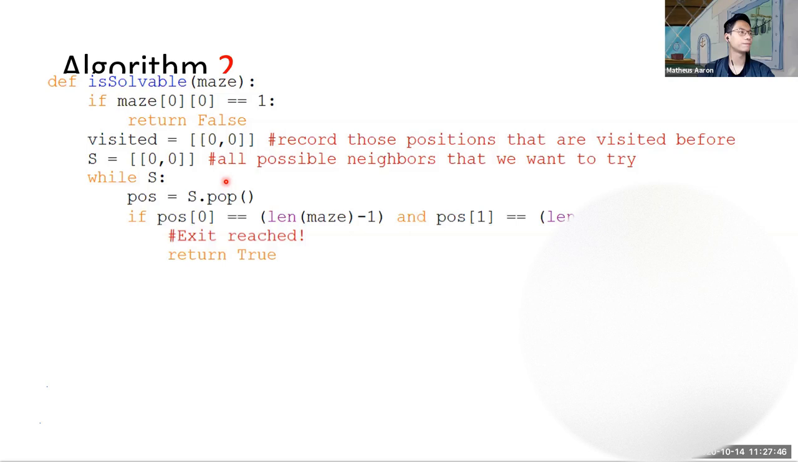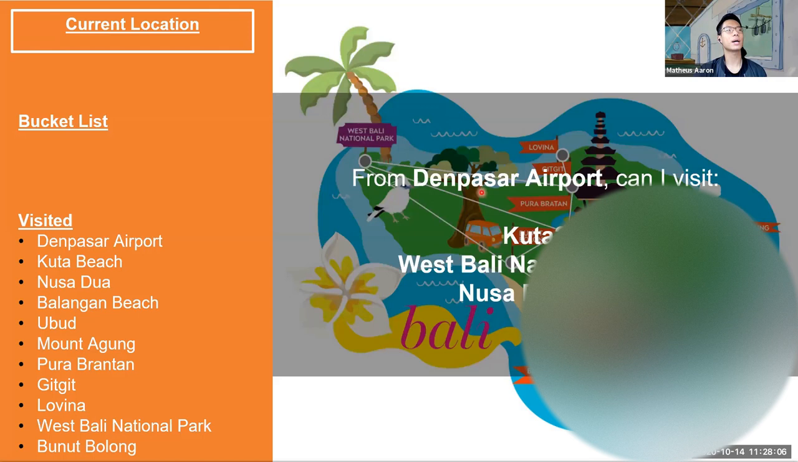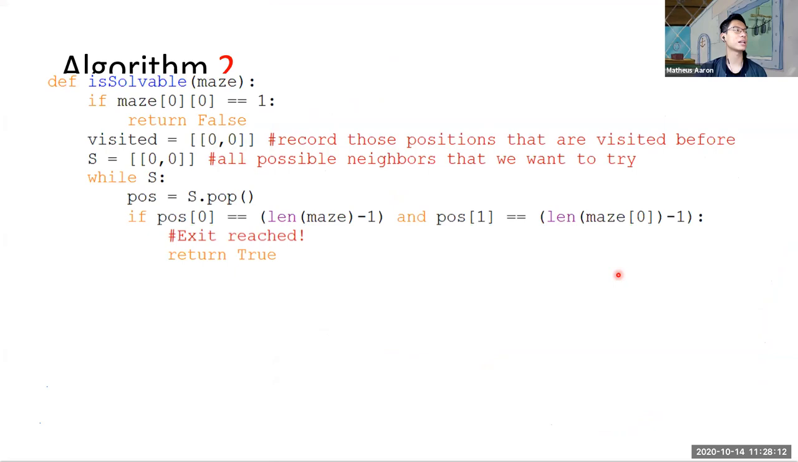Now I check, and this is a unique question. This is the terminating condition. If the item that I pull out from the bucket list is the place that I want to visit, say I want to go from Denpasar to the national park, basically this is the same as: if the position is equal to the national park, then exit is reached, then return true. In this case, the exit is defined as the last coordinate.